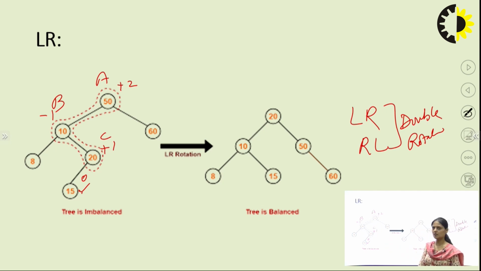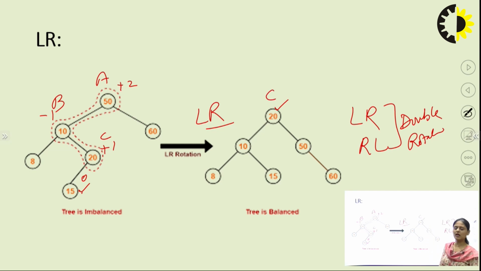So A, B, C. So left of A and right of B. So the rotation is LR, left of A and right of B. Then in that case C takes the place of A. So let's see over here 20 goes upwards, C becomes over here.